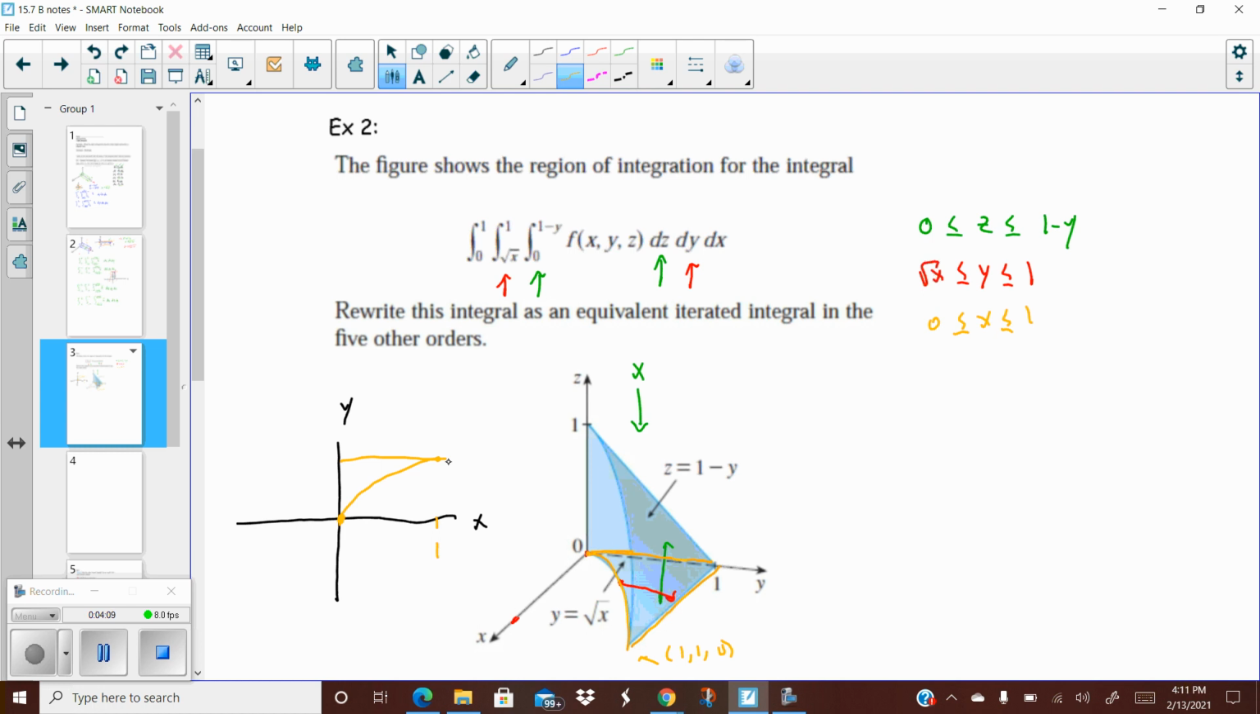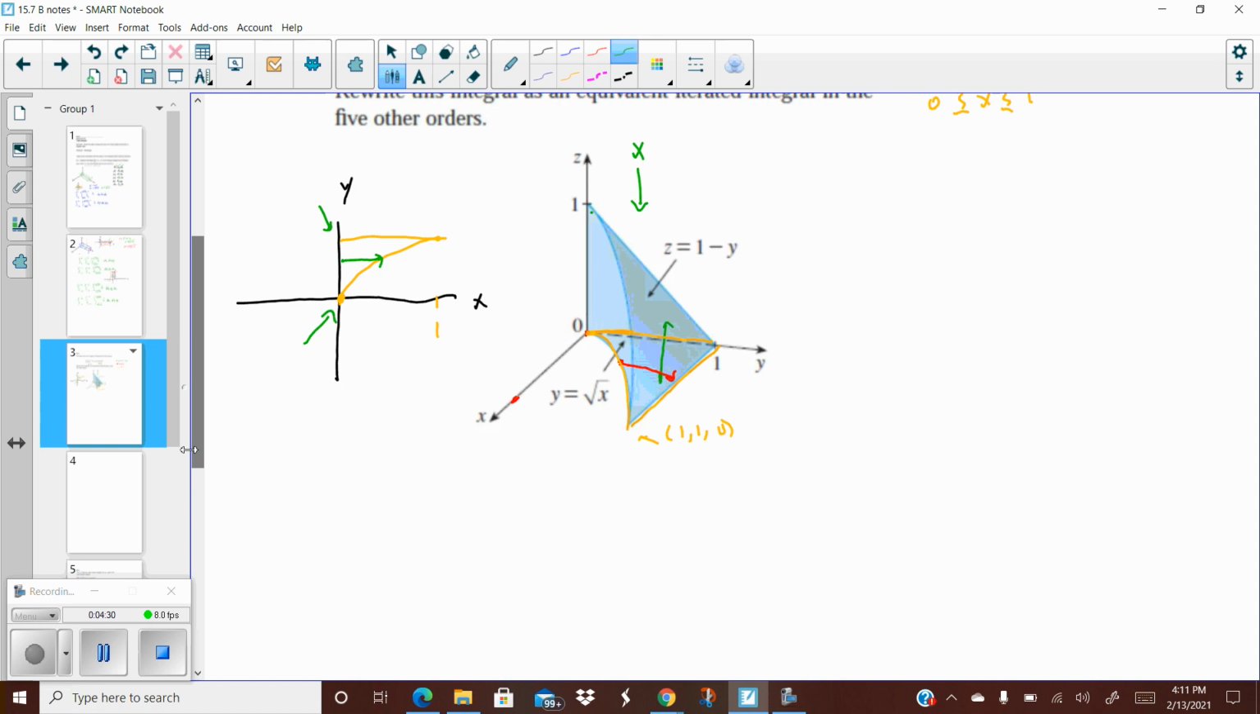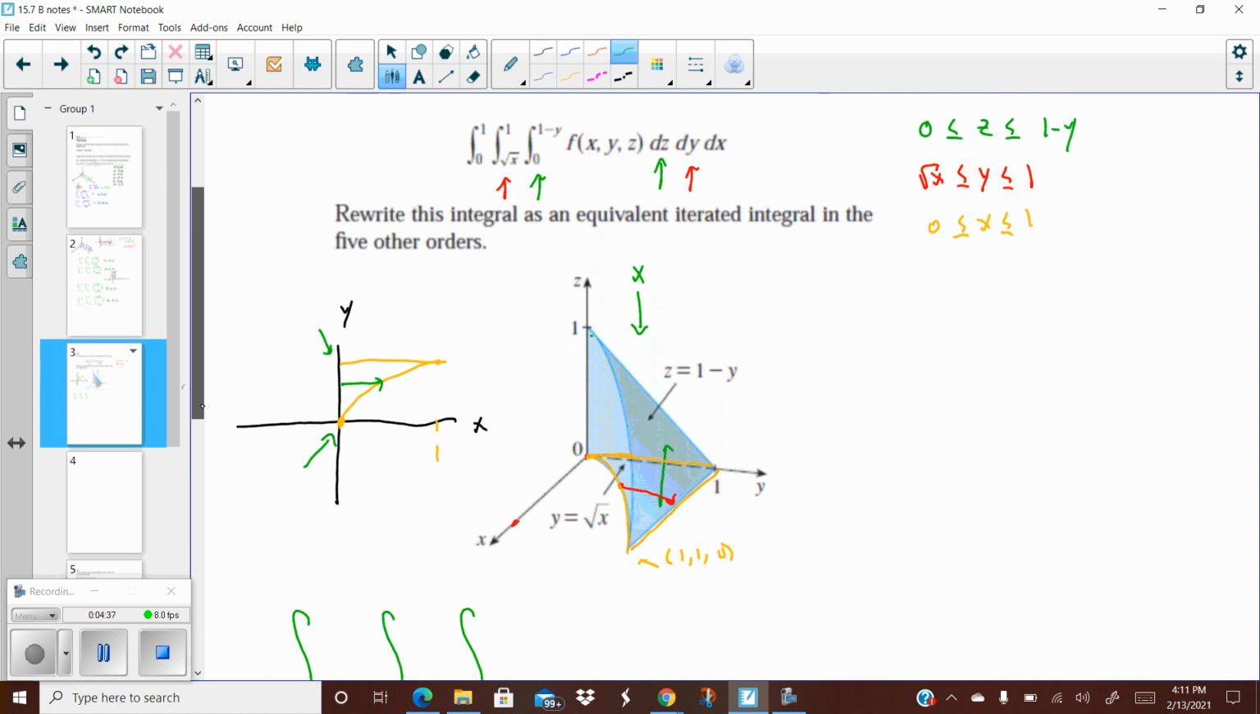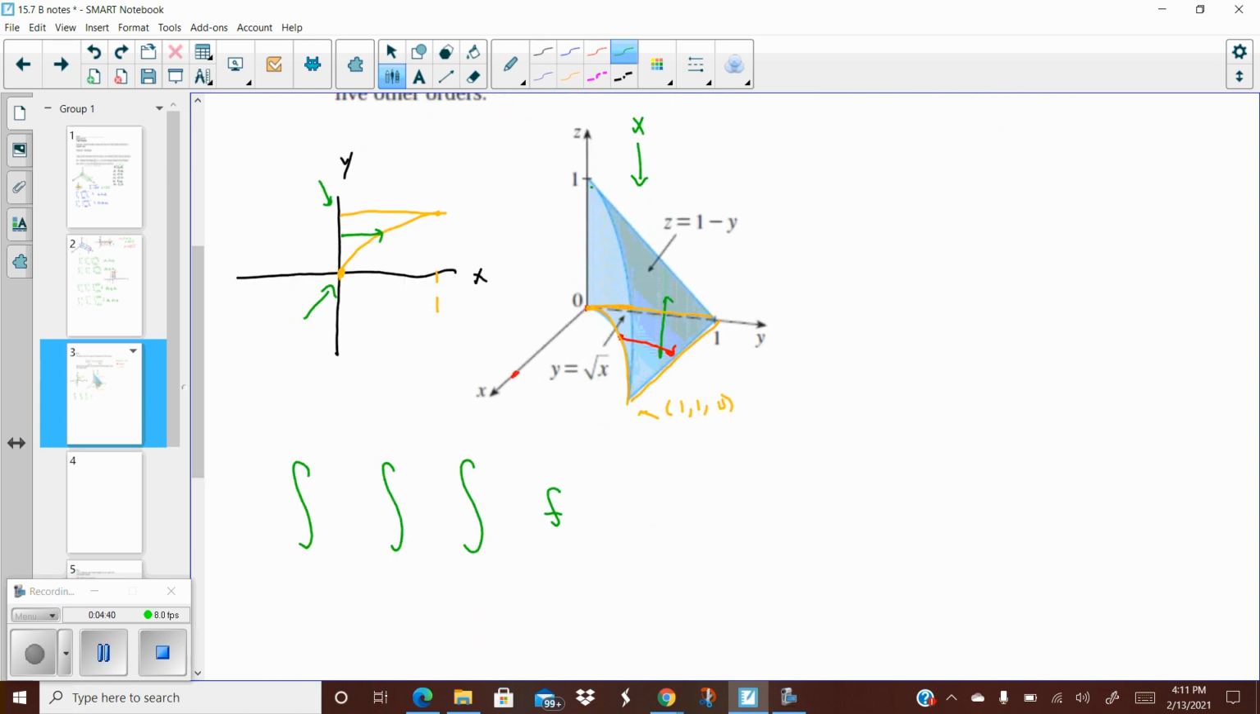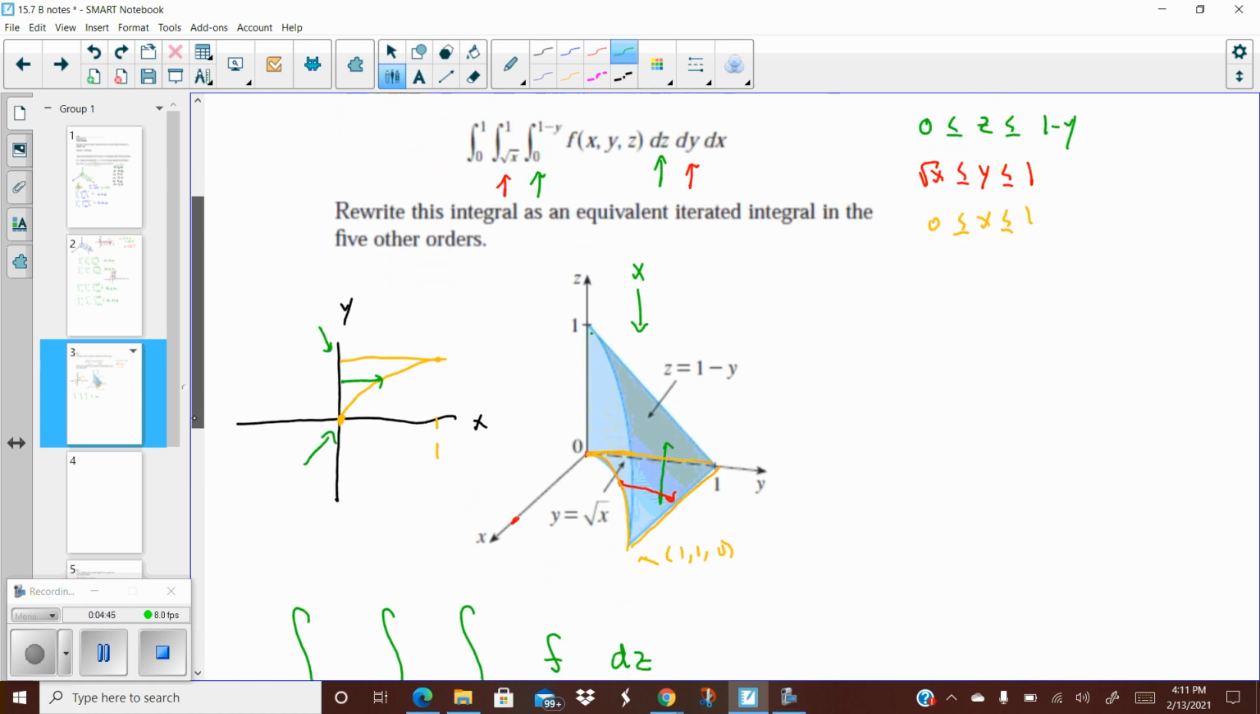The one that they've given us was dy dx, which was a type 1, so we need to define it as a type 2 for ours, which is going to go this direction, which means that x is going to vary from a curve to a curve, and y is going to go from a number to a number. So let's go ahead and set this one up. We're going to have our triple integral. The easiest part here is going to be the z, because they've already given that to us. They're just calling it f, so I'm just going to call it f here. dz. The innermost bounds are 0 to 1 minus y.